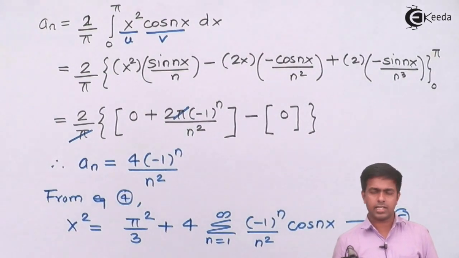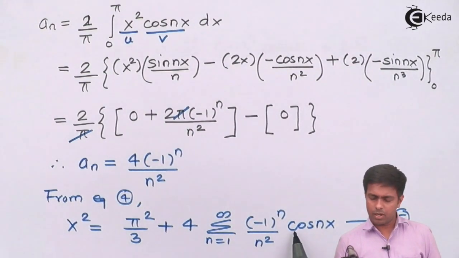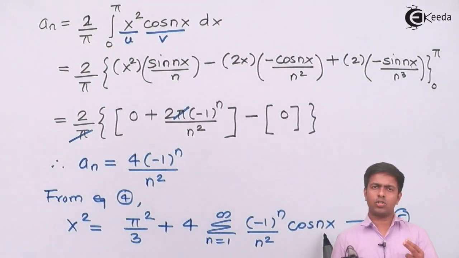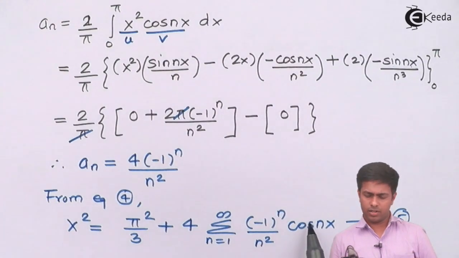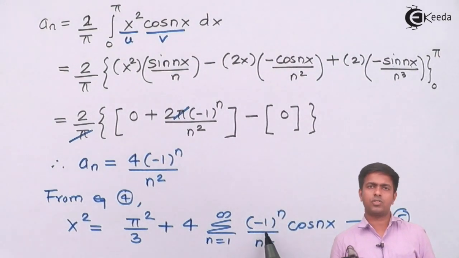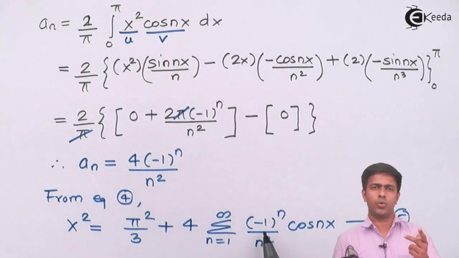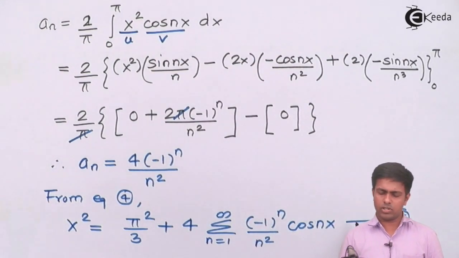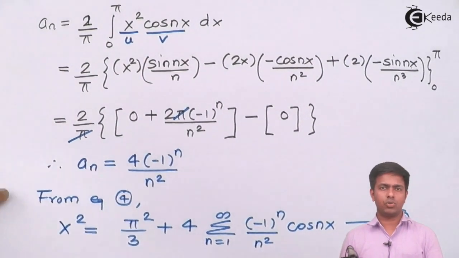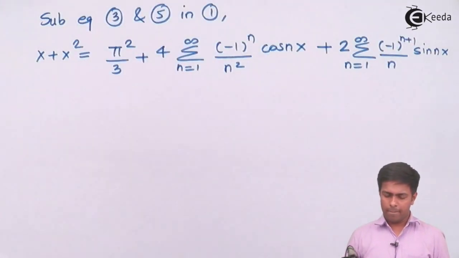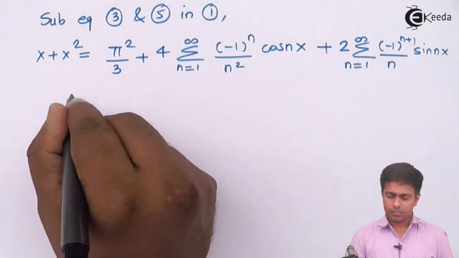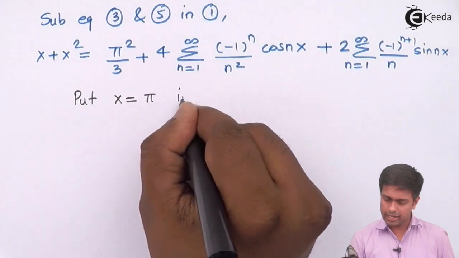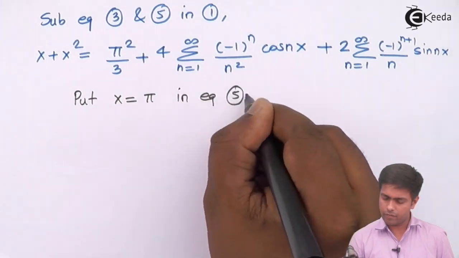we will put x as pi, because this will become cos of n pi, and we know that cos of n pi is minus 1 raised to n. So minus 1 raised to n into minus 1 raised to n will become minus 1 raised to 2n, or I can say it is 1 raised to n, which is 1. So we'll get a positive term here and we can get the solution. So here I'll say put x equal to pi in equation number 5.